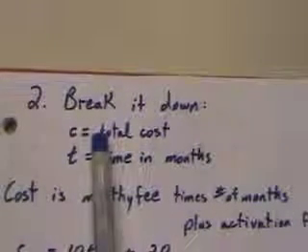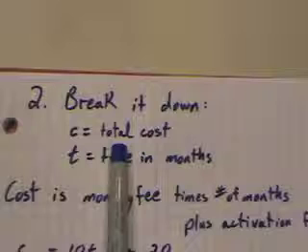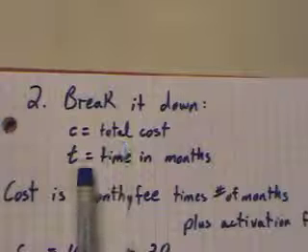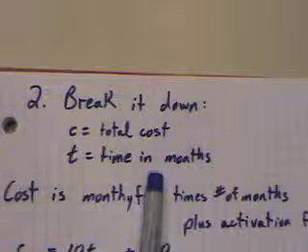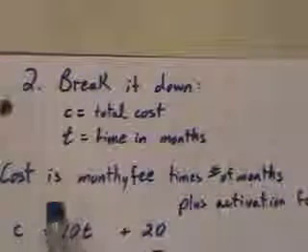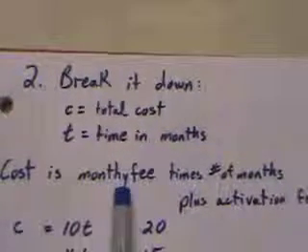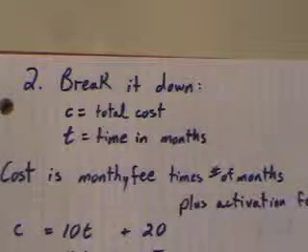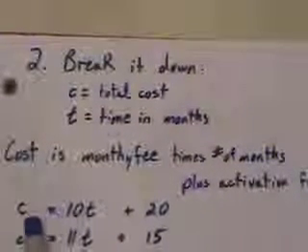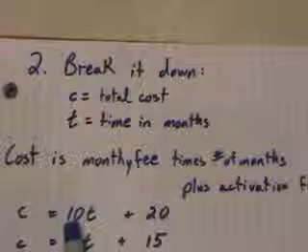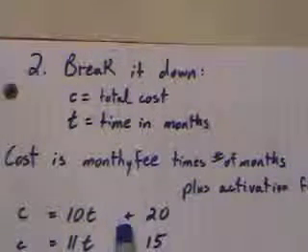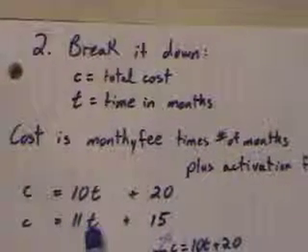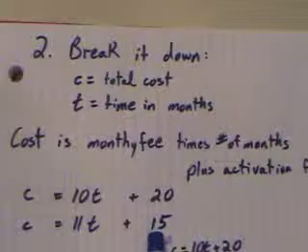Step 1, break it down. We have two variables. C is the total cost of your satellite radio service, and T is the time in months that you have had satellite radio service. The cost is the monthly fee times the number of months plus the activation fee. So for the first service, the cost is equal to $10 per month plus a $20 activation fee. The second service is $11 a month, but only a $15 activation fee.